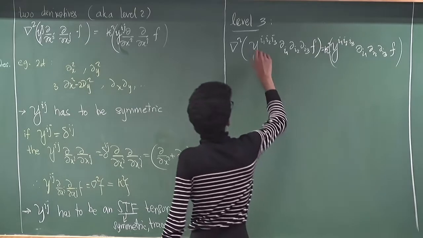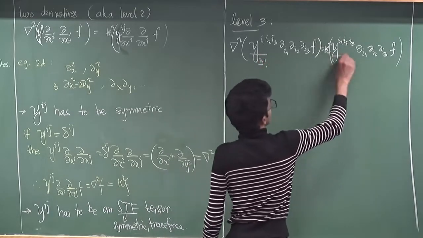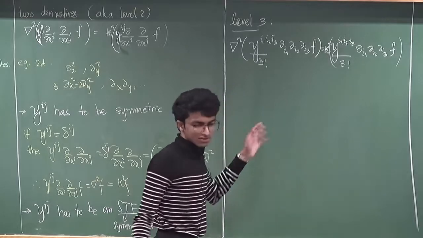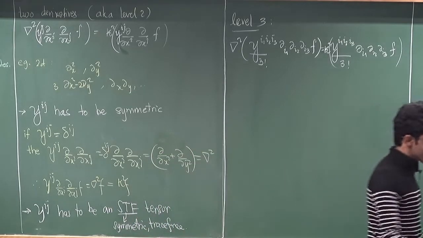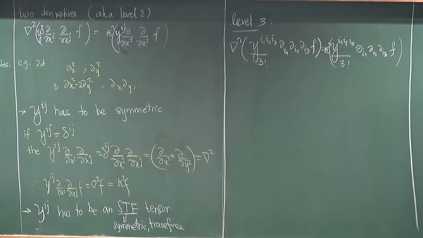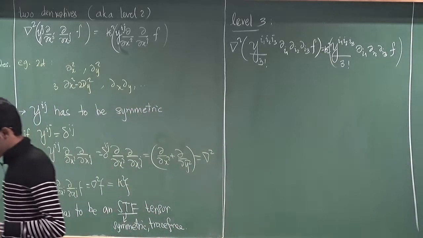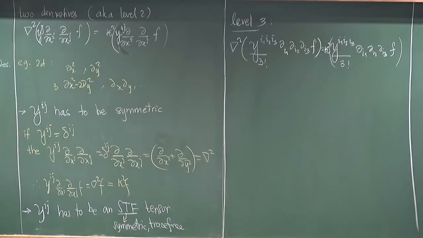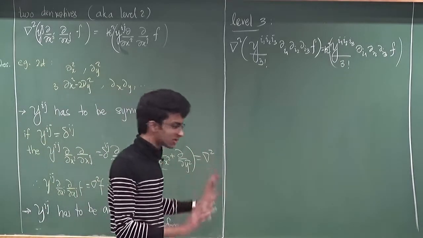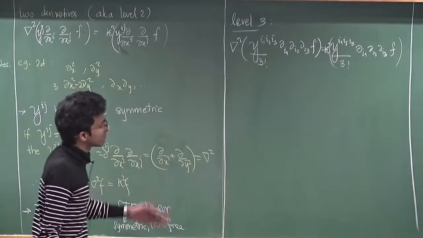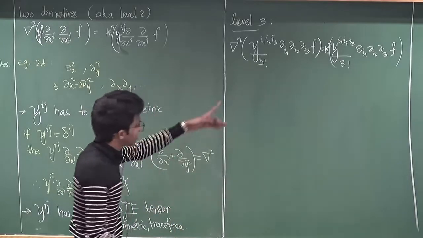Let me just put a 3 factorial. It doesn't matter, right? I'm just pulling things out of y just for fun. You'll eventually see why. It doesn't at all matter. If you don't want it, forget about it. If you want it, put it there. I'm just putting that 3 factorial because it's a symmetric trace-free tensor. Here also will be a symmetric trace-free tensor.